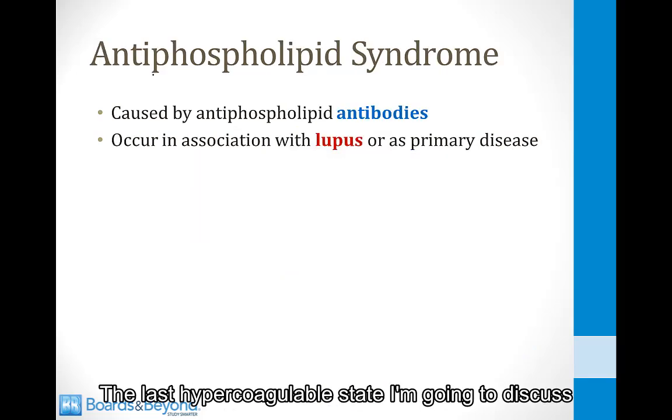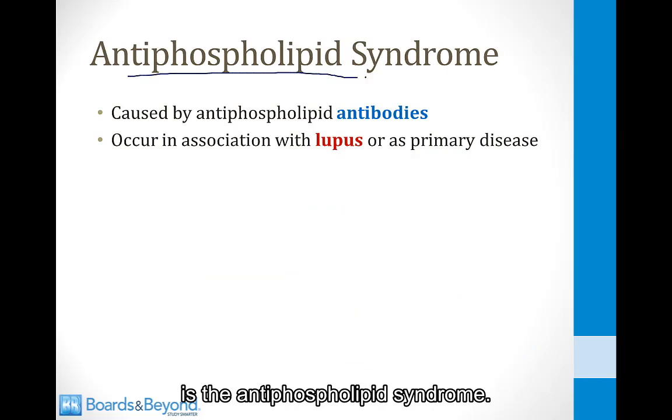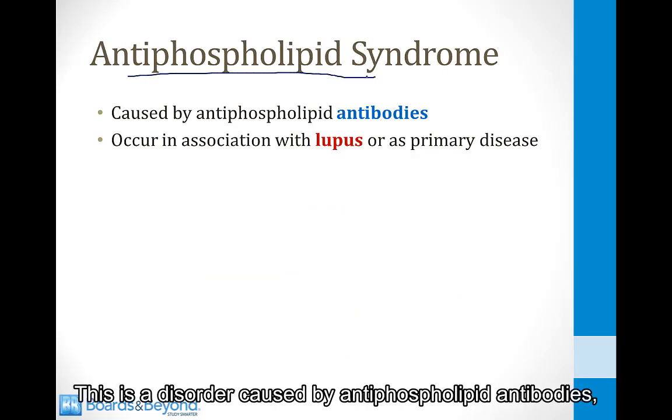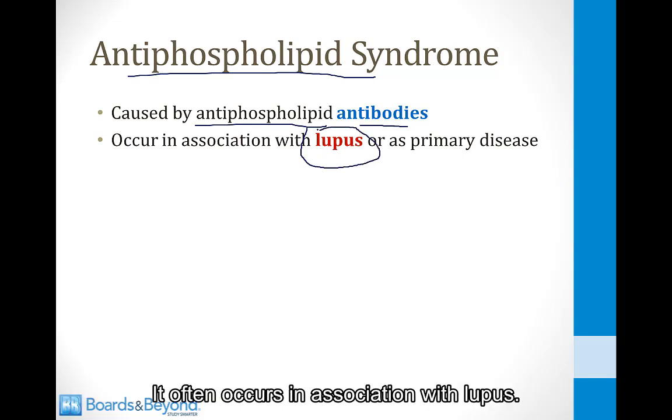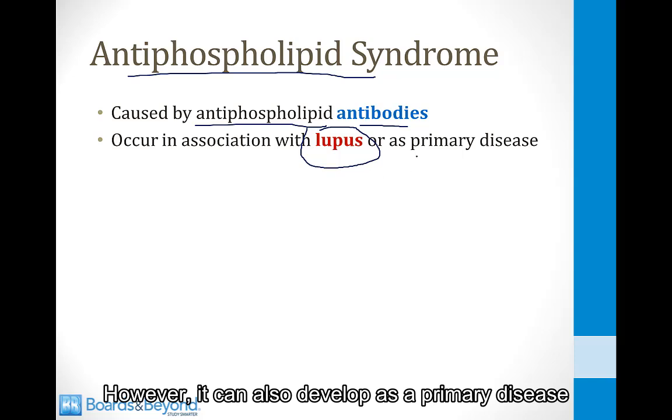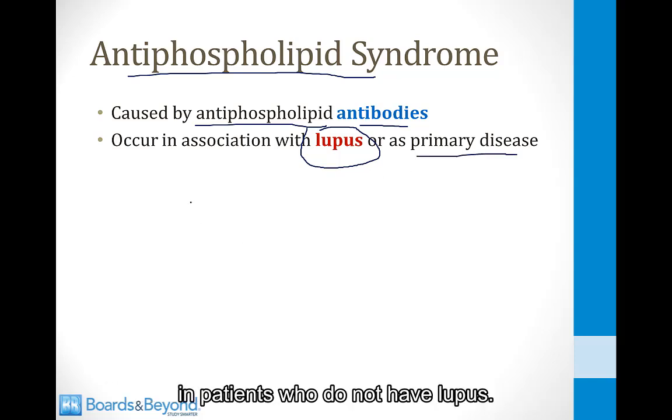The last hypercoagulable state I'm going to discuss is the antiphospholipid syndrome. This is a disorder caused by antiphospholipid antibodies, as the name implies. This disorder is very common among people who have lupus. It often occurs in association with lupus. However, it can also develop as a primary disease in patients who do not have lupus.